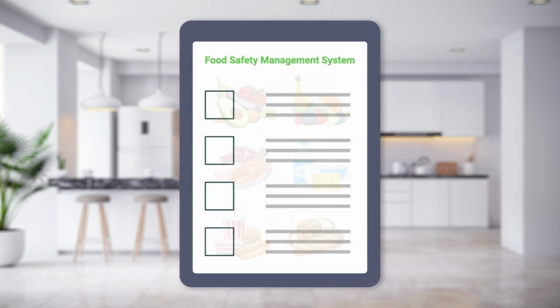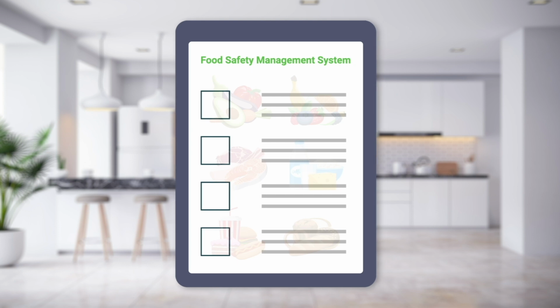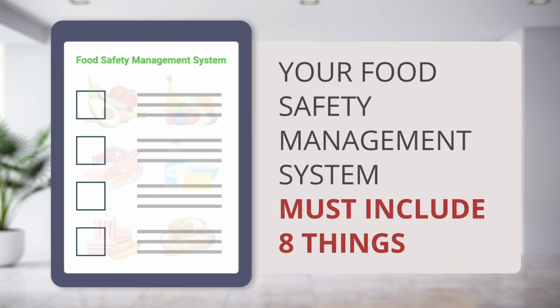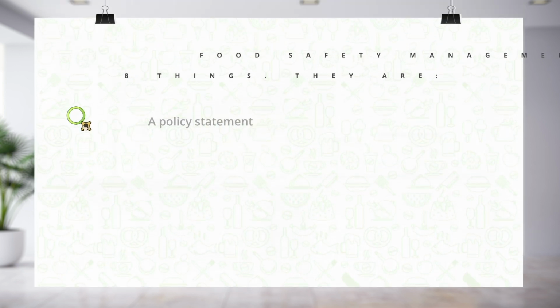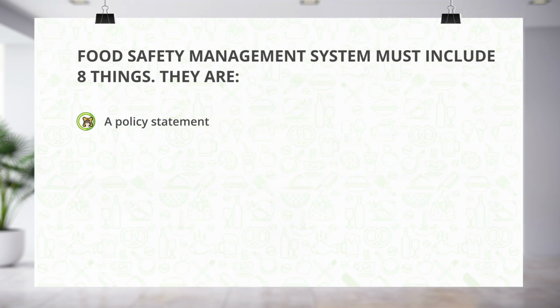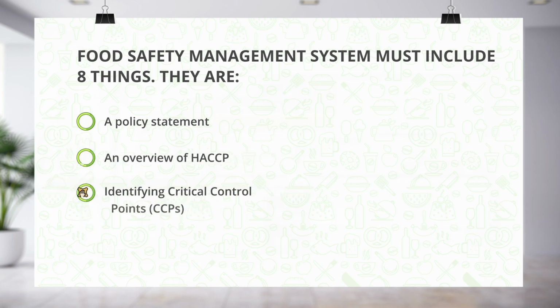Let's now talk about what you should include in your food safety management system. Your food safety management system must include 8 things. They are: 1. A policy statement. 2. An overview of HACCP. 3. Identifying critical control points, CCPs. You should analyse your business and premises for hazards and CCPs.